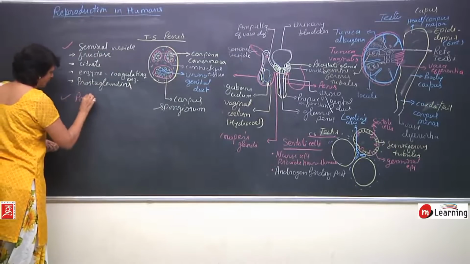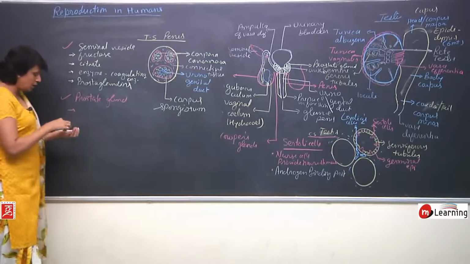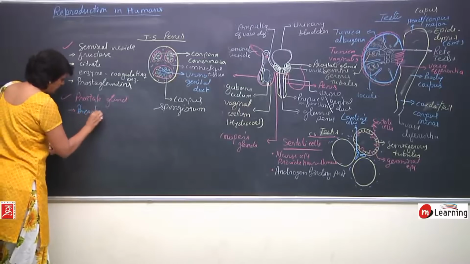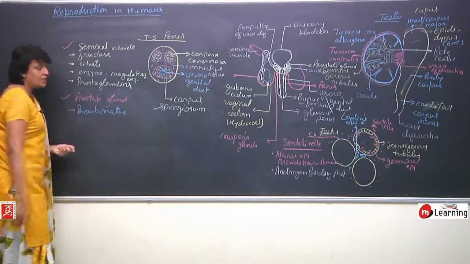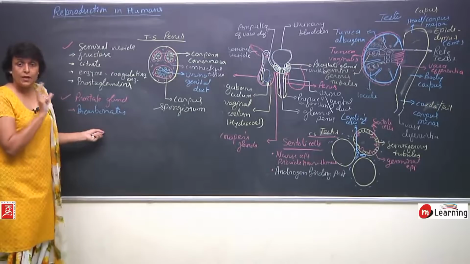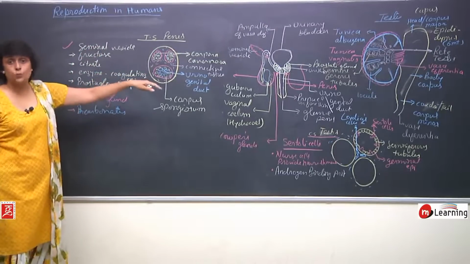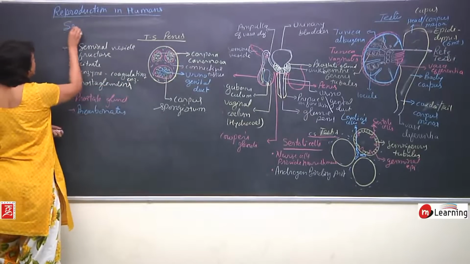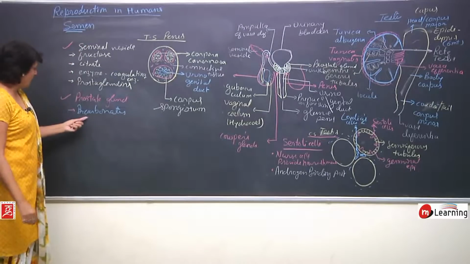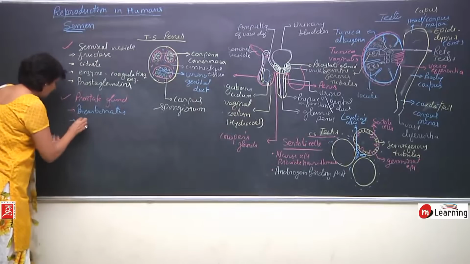Then is prostate gland. The secretion of prostate gland mainly contains bicarbonate ions which maintain the pH of the complete secretion. Complete secretion means the secretion of seminal vesicle plus prostate gland and sperms, which is known as semen. So, we will talk about the semen in a minute, but the secretion of prostate gland has bicarbonates.